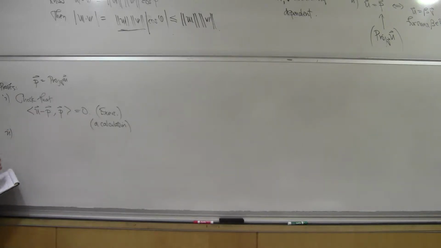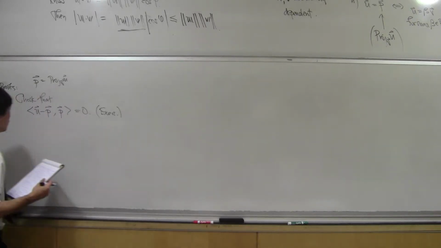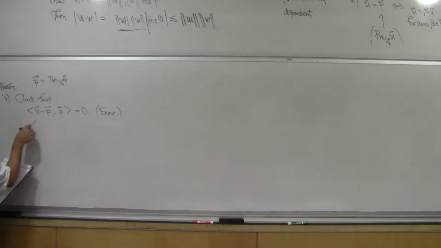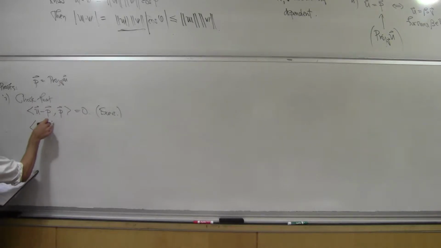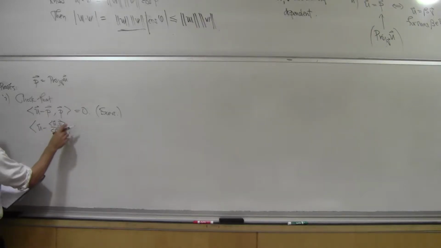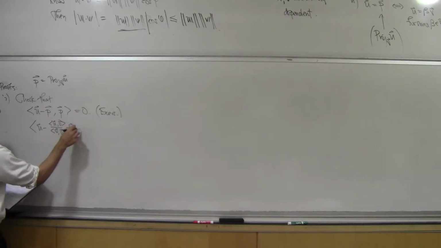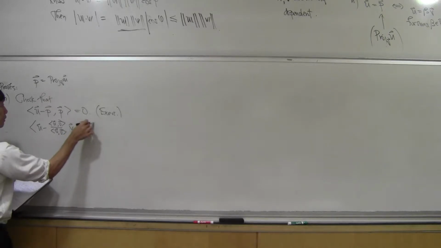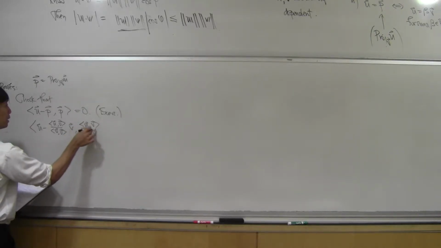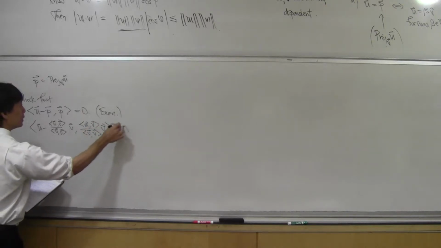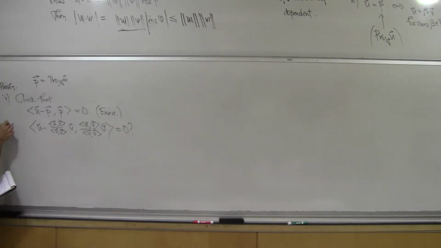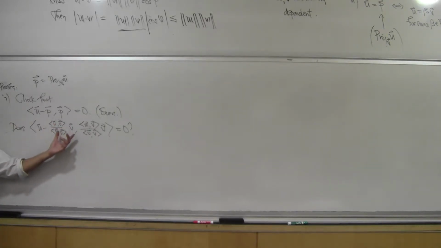Number 2, we need to check that. So let me write up what you need to write. You'd say, well, U minus the projection, that's U minus UV over VV times V, the projection, equals 0. Does this thing equal 0? You work it out and see that some things cancel off, and you get something minus the same thing. You get 0.